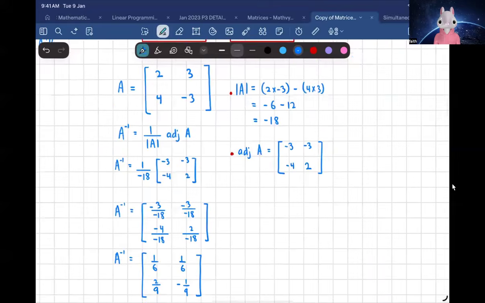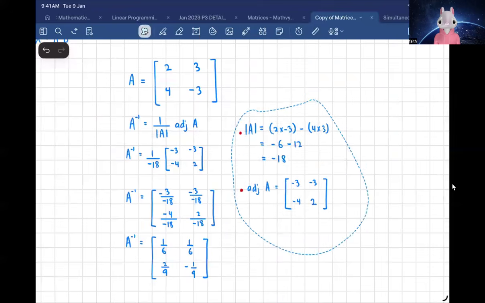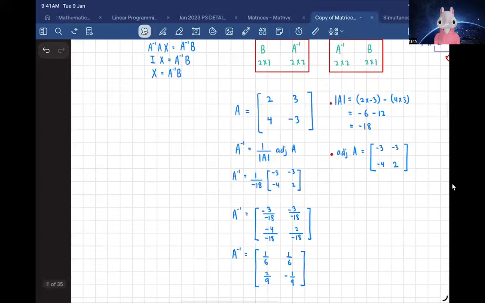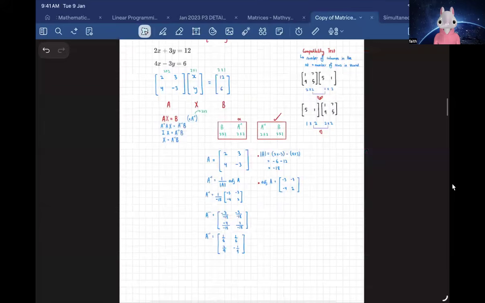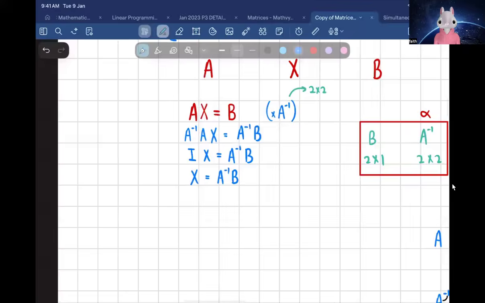So is there anybody that did not understand how I found the inverse here? Okay. So you see, now that we have the inverse, I could actually put it back in over here. So let's actually utilize this.